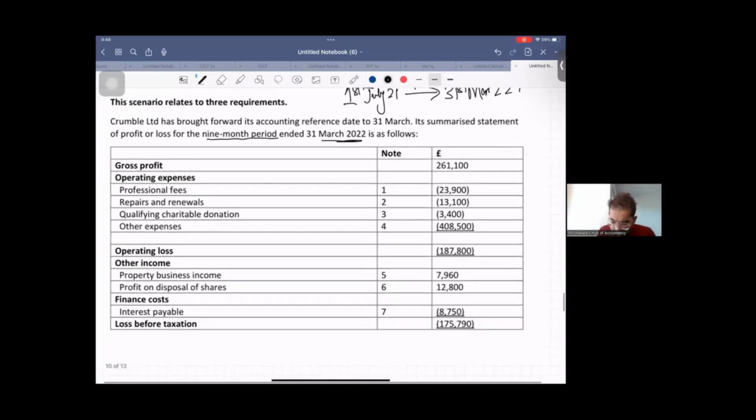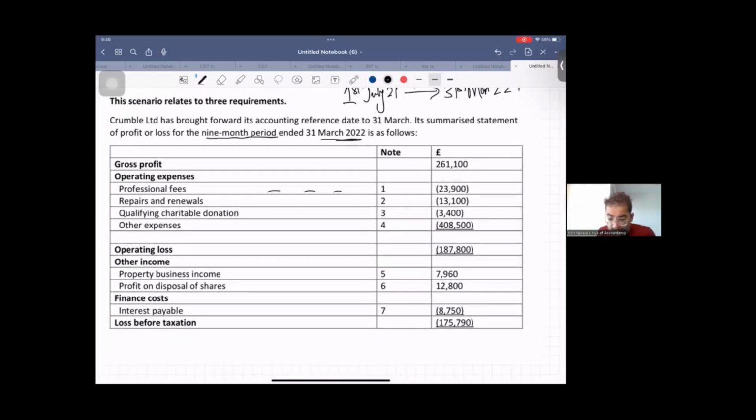See, you have a gross profit, then professional fees with reference to note number 1. Then you have repairs and renewals, qualifying charitable donations, and other expenses. Finally, you have operating loss. Then you have other income, property income, and gains, a capital gain on shares. You have interest payable, which is called finance cost, and loss before tax. This is the main first thing.